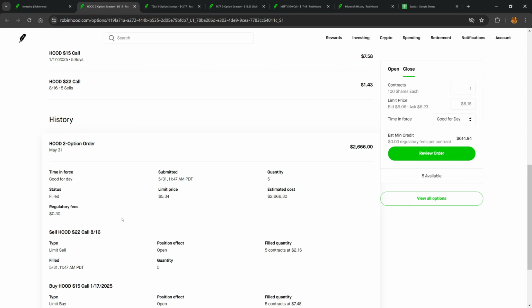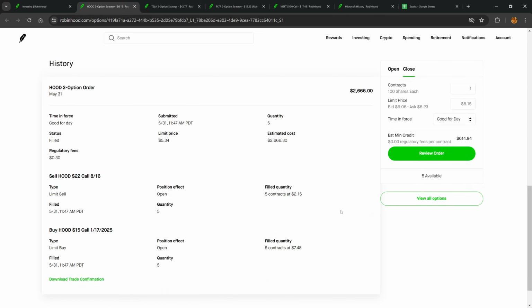If we open the history, you will see here the details for this trade. What we did here, we used this sold $22 to pay for all the extrinsic value that we paid for the $15 contract that we bought. In this case, we are like playing for free. If Robinhood stock price ends on August 16 above the $22, and if we didn't roll over, which I probably will, we will collect $7 per share while we only paid less than $5.34 per share, meaning we are making money.